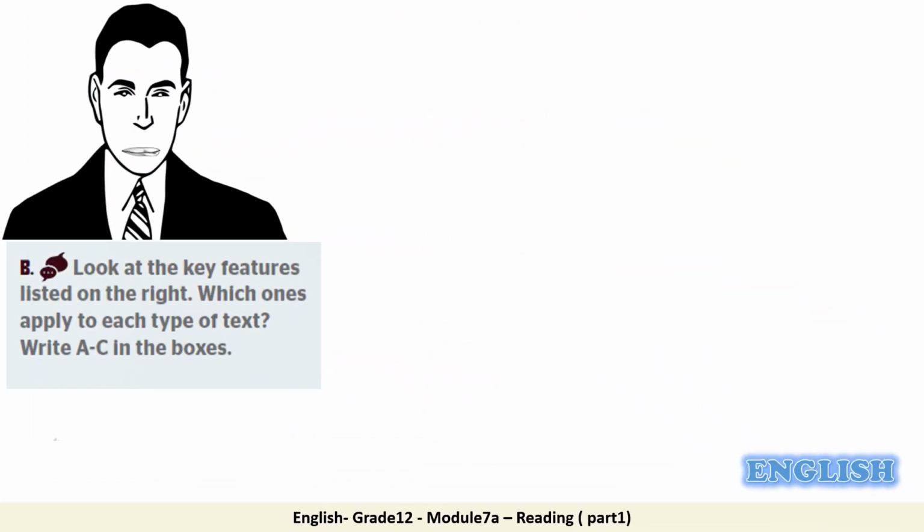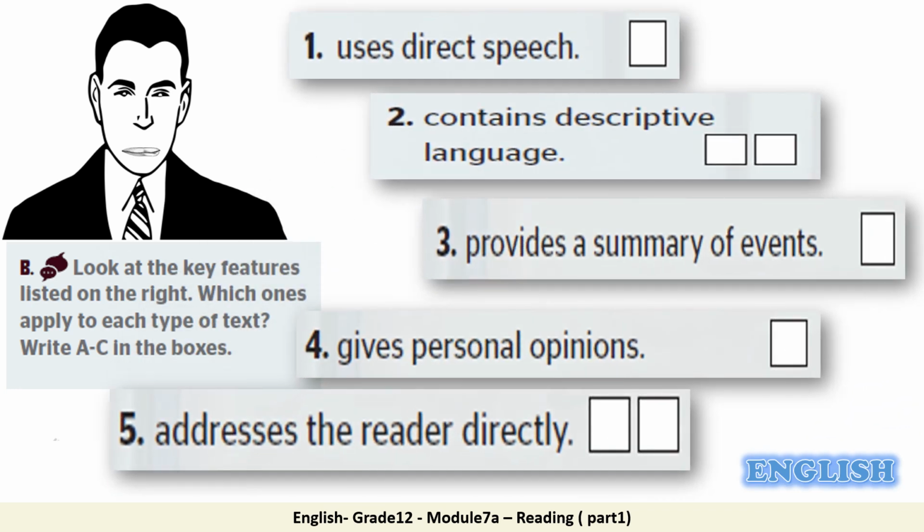Let's go to Activity B. Here, you are required to go through the 5 key features. Pause the video for some time and find out which one, or ones, apply to the 3 texts. Write A, B or C in the boxes. Let me read you the 5 features myself.